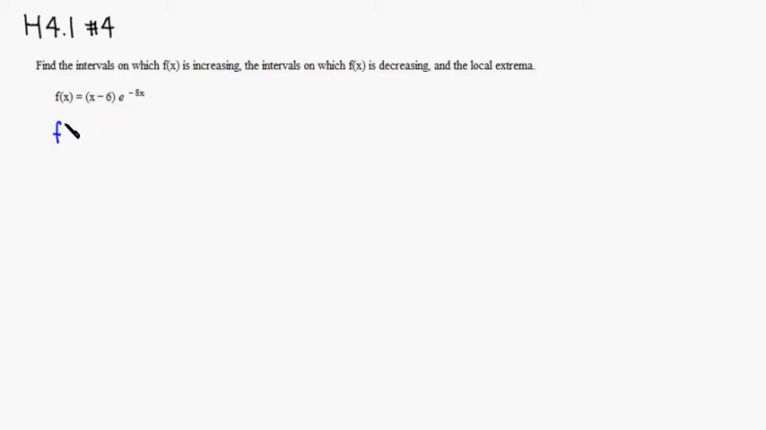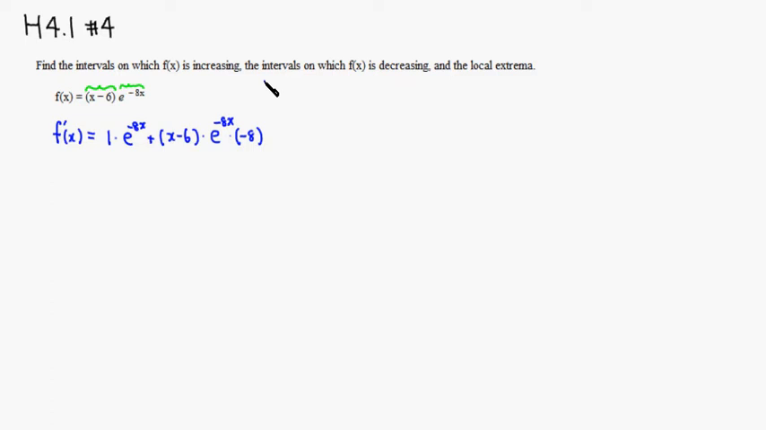So f prime of x is equal to... there are two things multiplied together, so it seems like we need to use the product rule here. Take the derivative of the first guy, that will be 1, times the second guy, e to the negative 8x, plus the first guy, the quantity x minus 6, times the derivative of the second guy. It's an exponential function, so I just copy the same thing, but you need to multiply by the derivative of the power, so it's going to be negative 8.